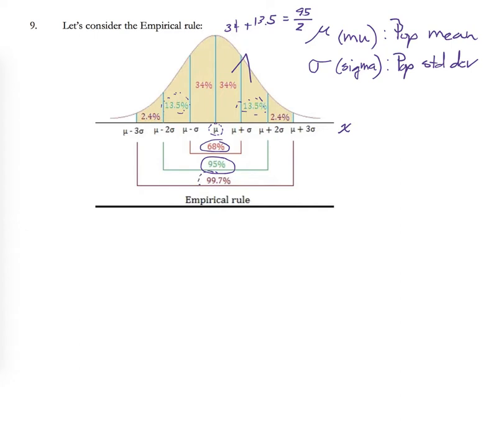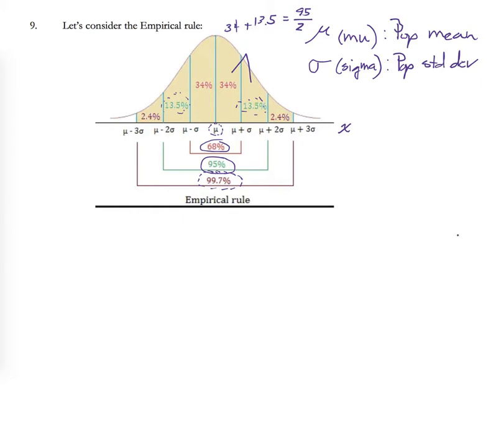And if we bump up to 3 standard deviations outside of the mean, then we will catch 99.7% of our data. So you can see how there really is almost no data outside of 3 standard deviations from the mean in a bell-shaped distribution.